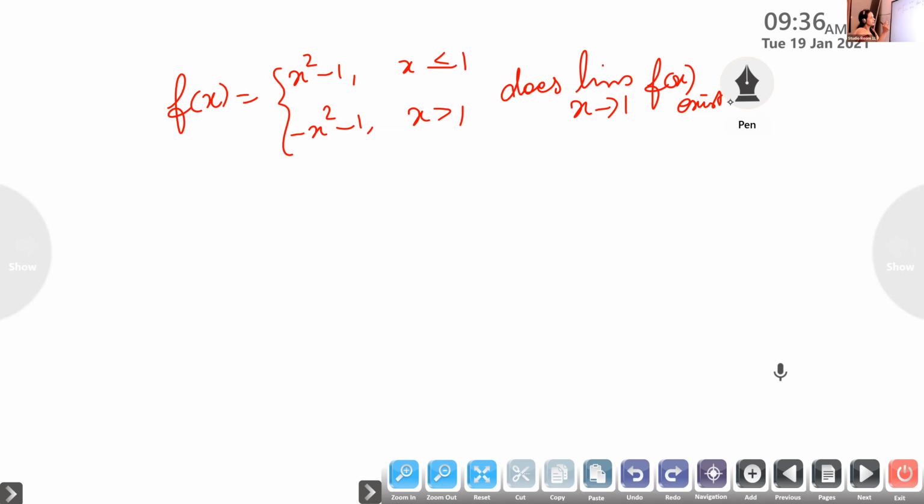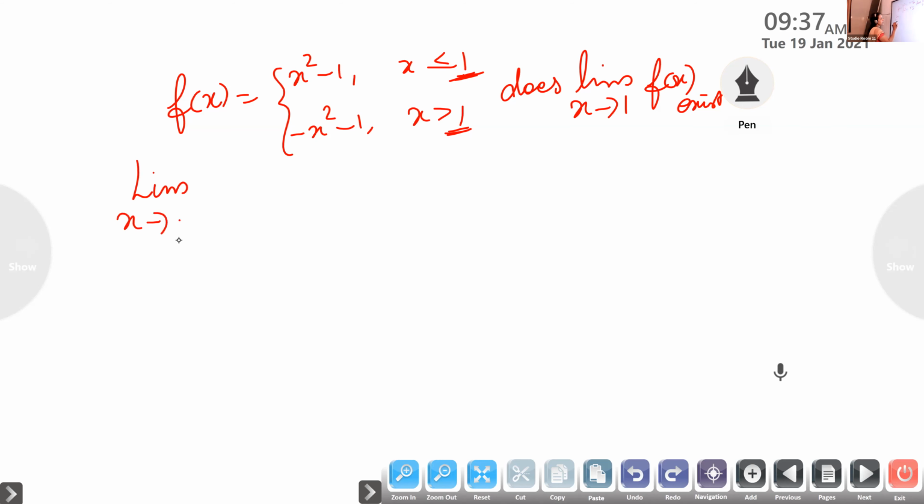Now look at this, children. Here at the point 1, the function is split. For less than 1, one function is defined; for greater than 1, another function is defined. At the point where the function is split, we may get the chance that the limit does not exist. For the other values of x, the limit will exist. So we want to find the limit at the point 1. Since it is split, we want to find the left limit and right limit, isn't it?